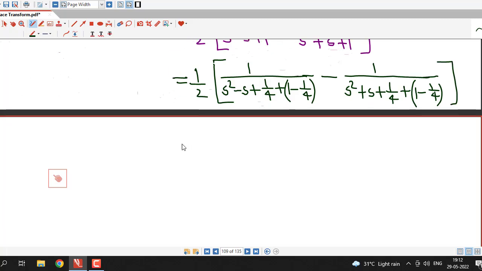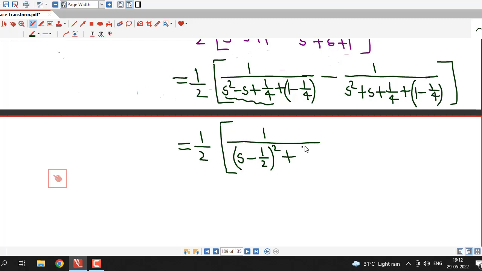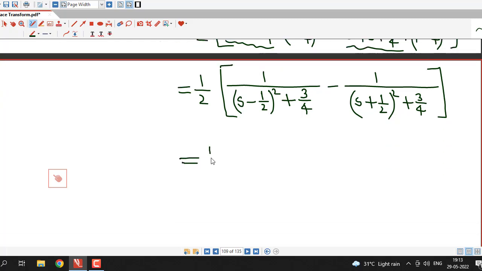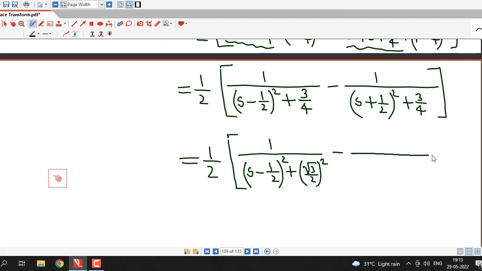and this now we can rewrite as 1 by 2 times 1 divided by, the first 3 terms can be written as square of s minus 1 by 2, and this is going to be 4 minus 1, that is 3 by 4. Similarly here we have square of s plus 1 by 2 and plus 3 by 4, and this we can again rewrite, keeping s minus 1 by 2 as it is, as s minus 1 by 2 square plus root 3 by 2 whole square, minus 1 divided by s plus 1 by 2 square plus root 3 by 2 whole square.